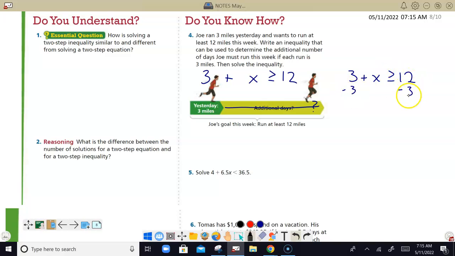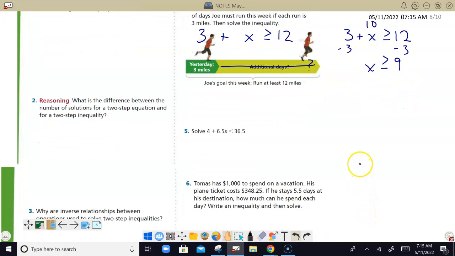Let's go ahead and solve it. Subtract 3, x. In this case, do we need to flip the sign? No, because we're subtracting. Only when we multiply or divide would we want to flip that sign. So x is greater than 9, or could be equal to 9, and let's just double check that. Let's pick 10. All right, let's pick a number greater. 3 plus 10 is 13, and 13 is greater than 12. So that does solve the equation. That is a solution right there.